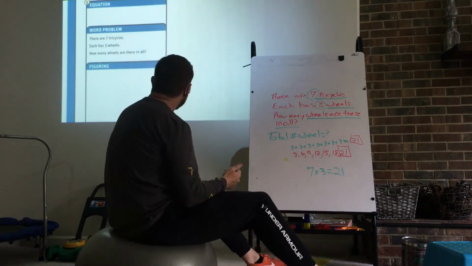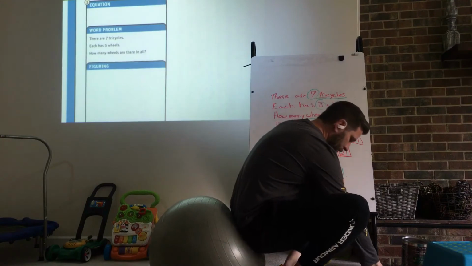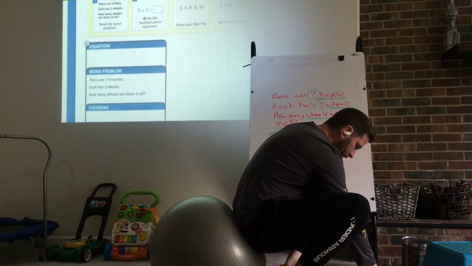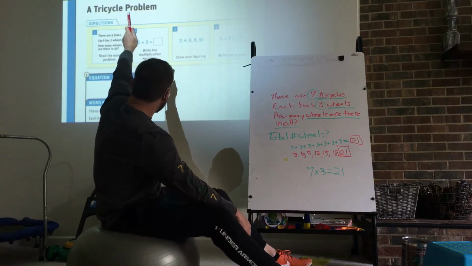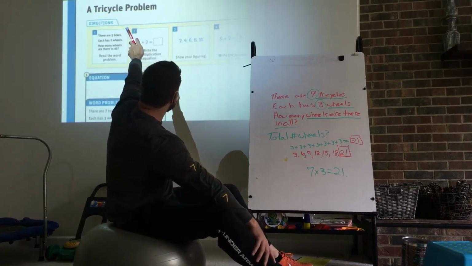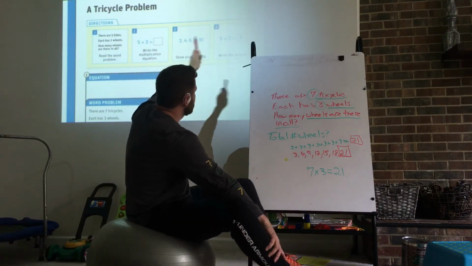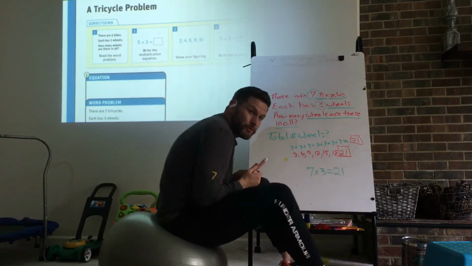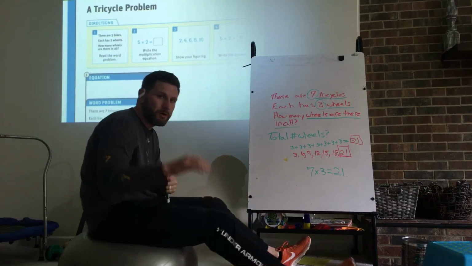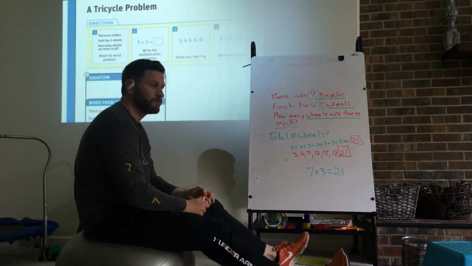So what I want sent to me in picture form, and I'm going to scroll, it gives you an example at the top, is I want you to write the multiplication equation. I want you to write the skip counting and then the answer. I will absolutely love it if you drew a picture. I'm not much of a picture drawer, but you could have easily drawn a picture for that.